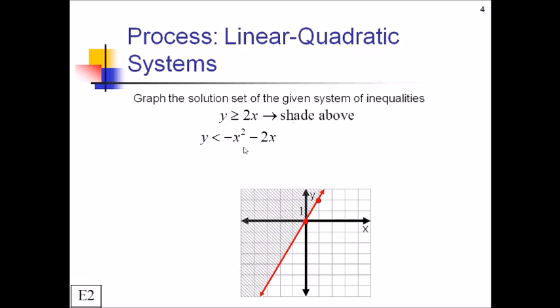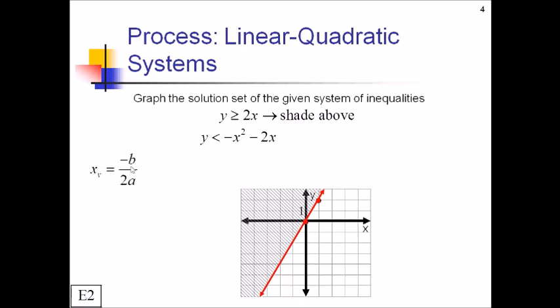Next, let's tackle this one. Now, this is a parabola, and it's in standard form. So we're going to first find the vertex with negative b over 2a, and then we'll use the y-intercept and some symmetry. So negative b over 2a, that'll give us the x value of the vertex.